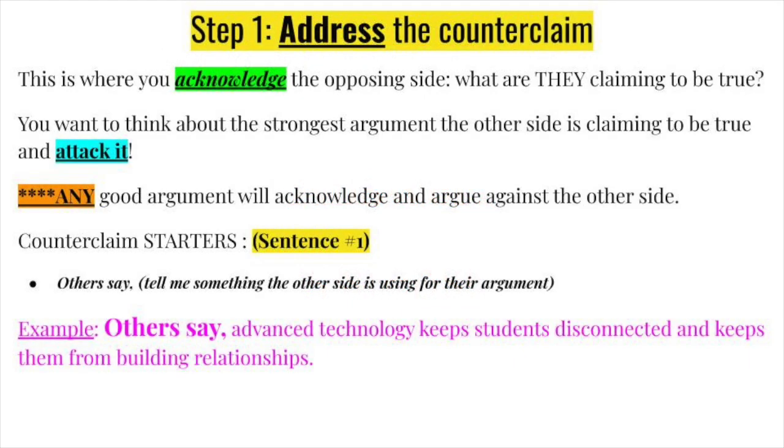All right, so our first step, which is our very first sentence of our counterclaim, acknowledges the other side of the argument. It shows that you are mature enough to acknowledge it, but you're going to attack it. Any good argument shows that there's another side. So this is what you always start your sentences with when you do your counterclaim. It should always say, others say. So an example, others say advanced technology keeps students disconnected and keeps them from building relationships.